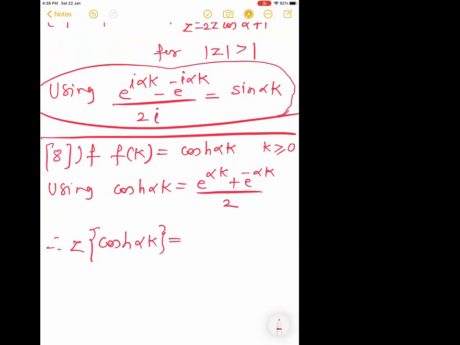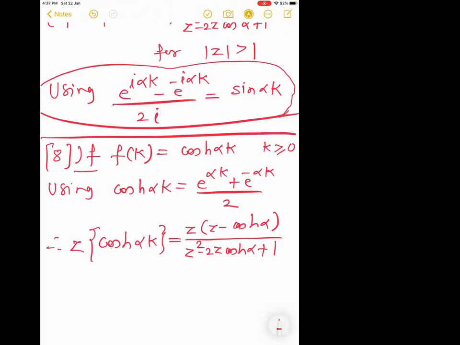Which one? After 8 number, there is a double F, F of K. Previous, just before F of K, it is if f of k is equal to. So the z transform of cos hyperbolic alpha k will come out as z into bracket z minus cos hyperbolic alpha, divided by z square minus 2z cos hyperbolic alpha plus 1.